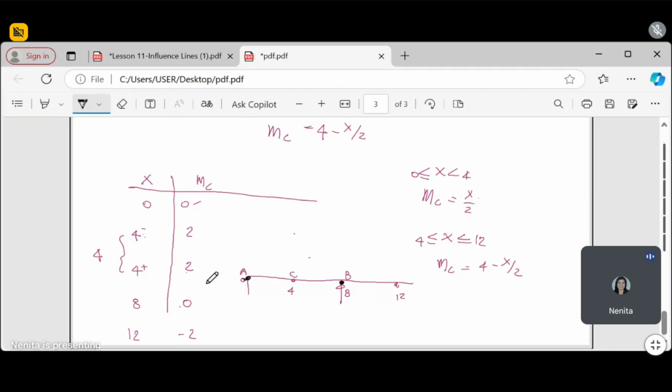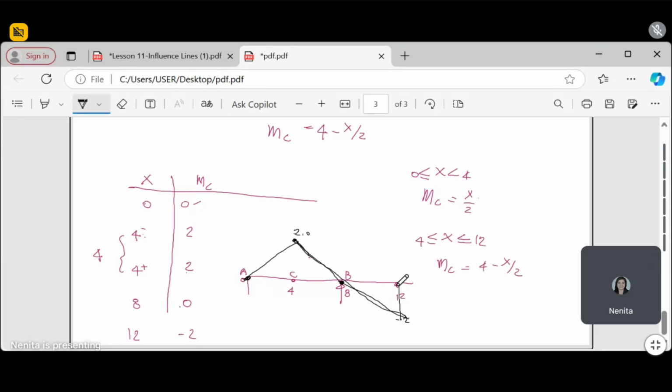Our point of application for the moment is 2. So this is 2.0. We connect it, and this is negative 2. This is also negative 2. And see, it's a straight line. The slope is the same.